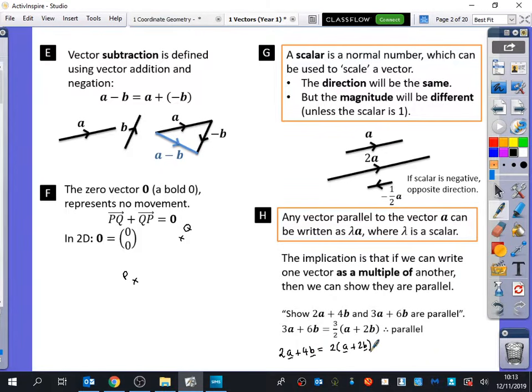So they must be parallel to each other, because if vectors are parallel, they can be written as a multiple of another vector. Again, we are going to look at these in some examples as well. Yeah, Arisa?